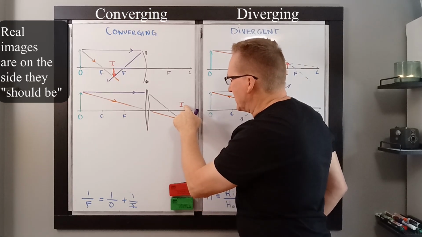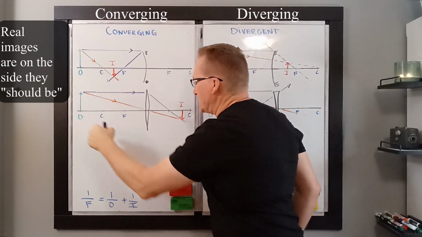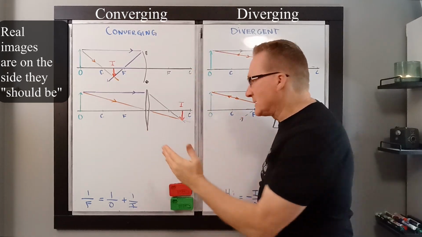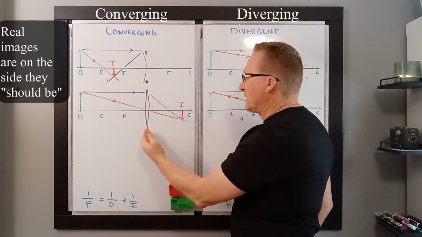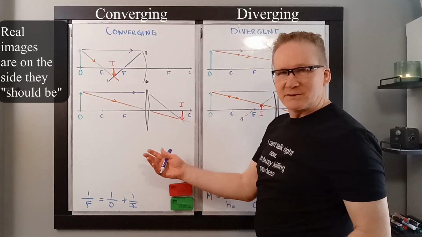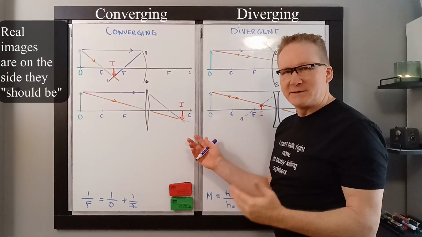Notice I again use the letter I for image and O for object here. It's a real image. Why is that? Because it's on the side of the lens that images should be formed. Light should go through a lens. So if an image is formed on this side, it is a real image.